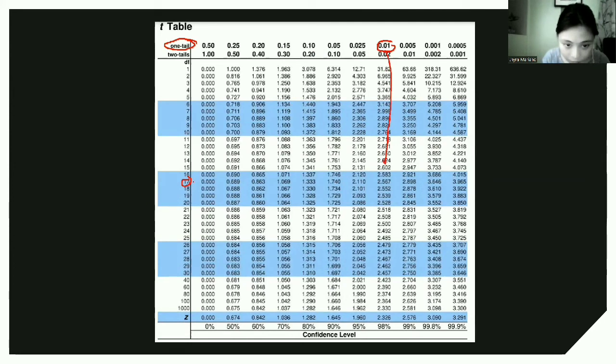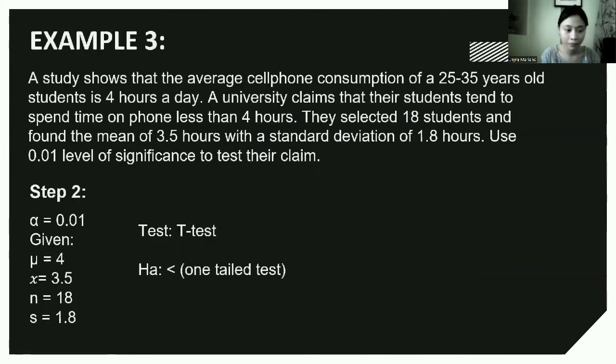Ito guys, so ang ating critical value is equals to 2.567. So sabi kanina, left tail, so negative 2.567 ang ating critical value. So our critical value is equals to negative 2.567.